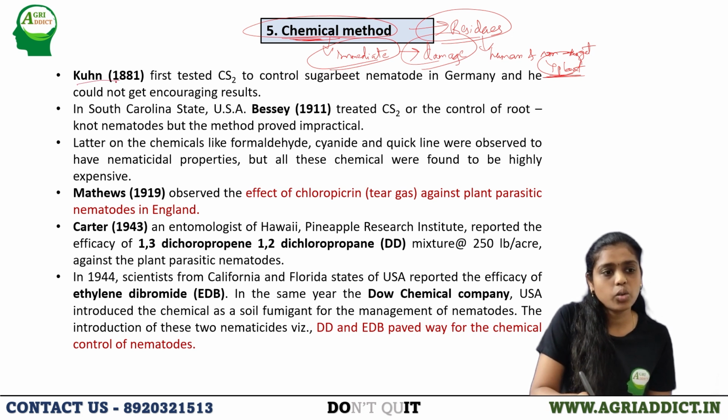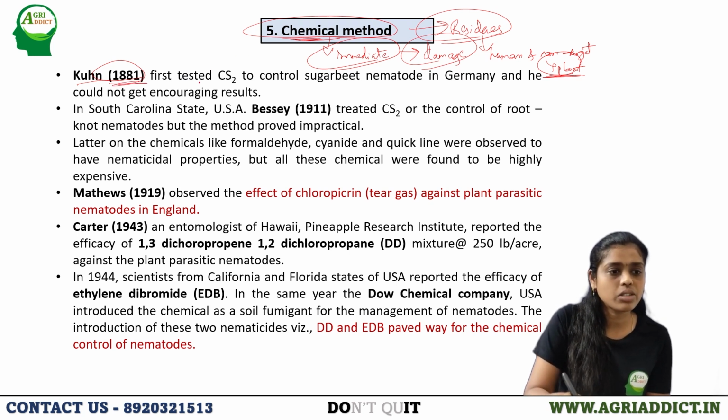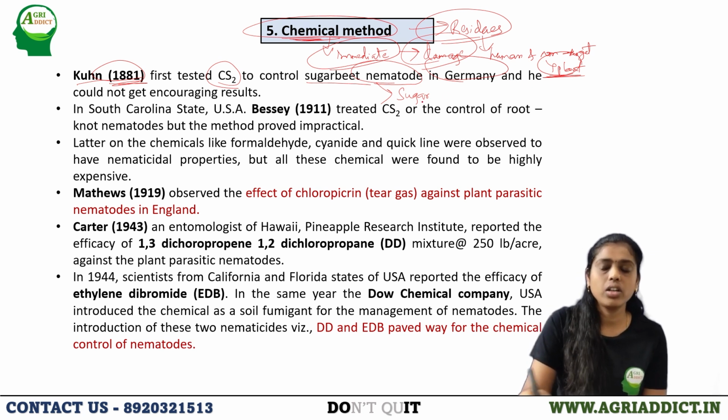Coming to the history of the chemical method, in the year 1881, Kuhn was the first to use the chemical carbon disulfide for the control of sugar beet nematode, which mainly infests sugar beet in fields of Germany. But this didn't show any encouraging results for him. Later, in the year 1911, Besse used the same chemical, carbon disulfide, for the control of root knot nematodes.